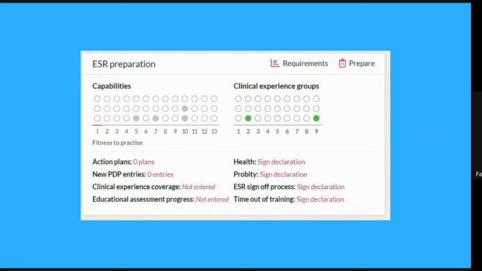I hope that's clear. Then the second question: for clinical case review entries, you can link them to the capabilities and clinical experience group, and for your supporting documentation and CPDs as well, you can also link the capabilities and clinical experience group to them. You will find that some capabilities are difficult to fill just from clinical case review entries, because from a patient encounter, for example, it might be very difficult to fill out fitness to practice and community orientation. So usually we make up for that with entries from supporting documentation through CPD, where we've also linked these capabilities and clinical experience groups.